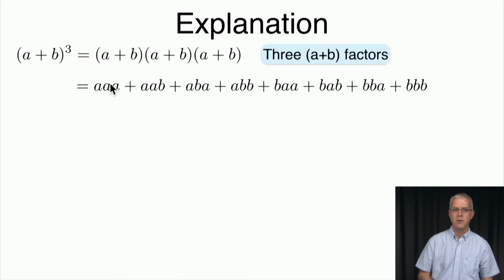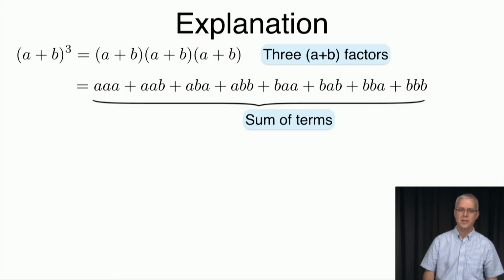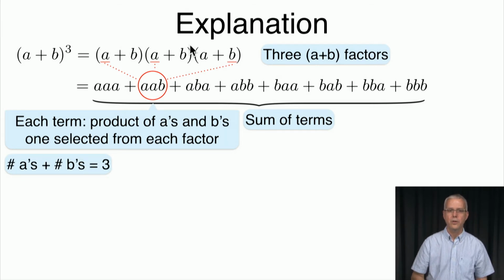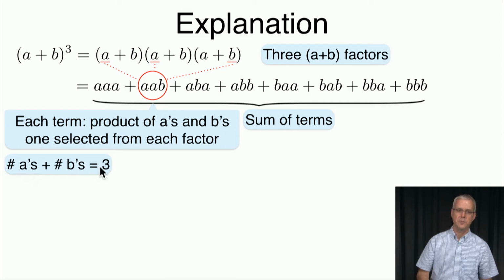Each term we get by selecting one of the a and b from each of these three factors. So we get a sum of terms, and in fact we have 8 terms, and each term is a product of a's and b's, where one is selected from each of the 3 factors. So for example, aab we got by selecting this a, and then this a, and this b. Notice that all of the terms consist of a's and b's, 3 in total, and so the number of a's plus the number of b's is 3 because we have 3 factors and we chose 1 element from each.